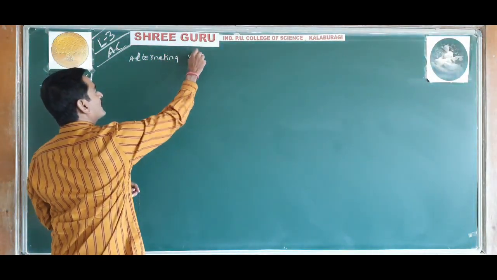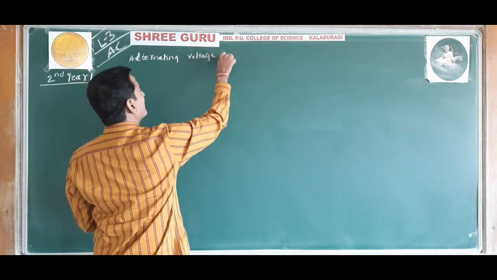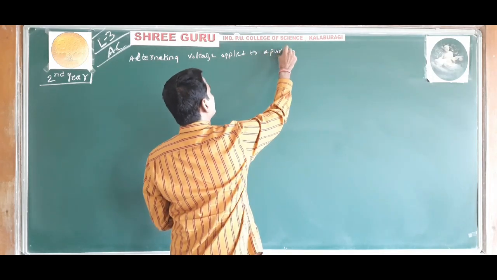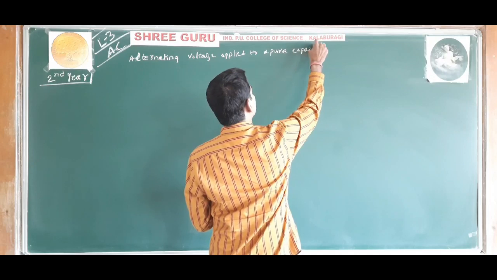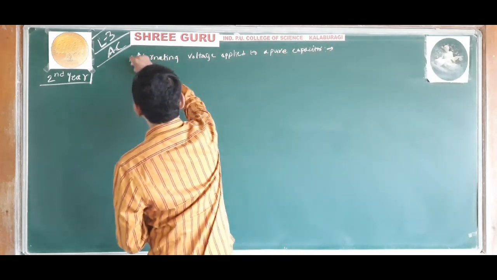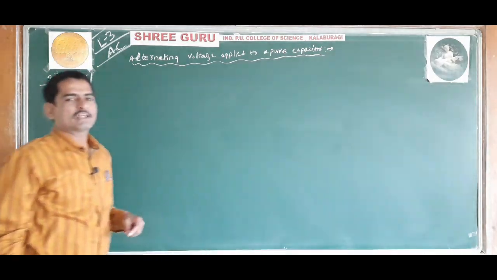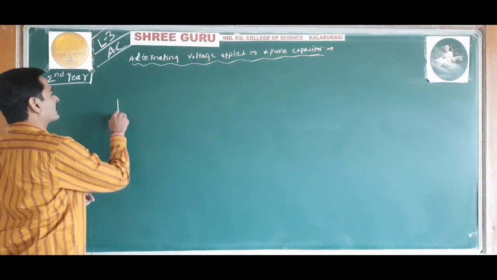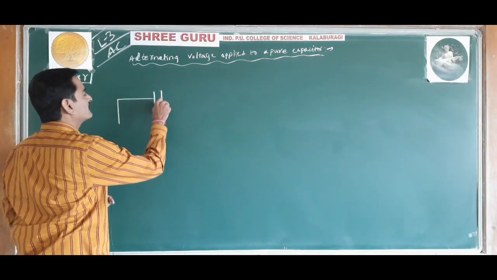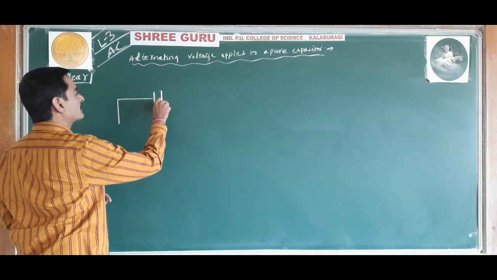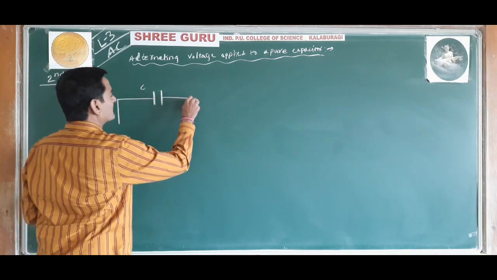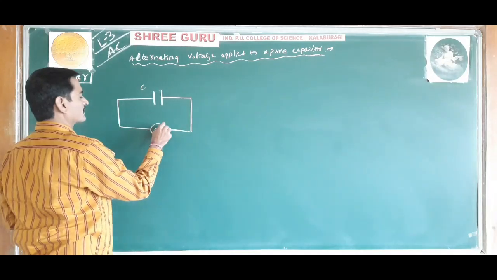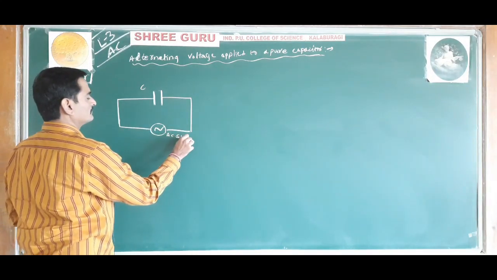Alternating voltage applied to a pure capacitor or capacitive circuit. So what happens when an alternating voltage is applied to a pure capacitor? Consider a capacitor of capacitance C connected to an AC source, as shown in the figure.